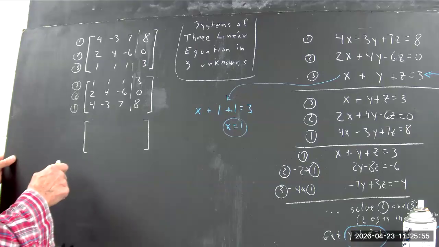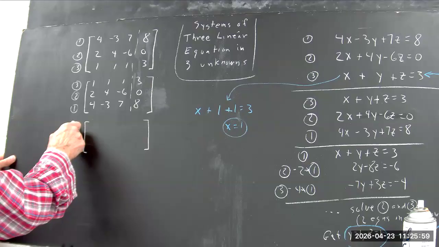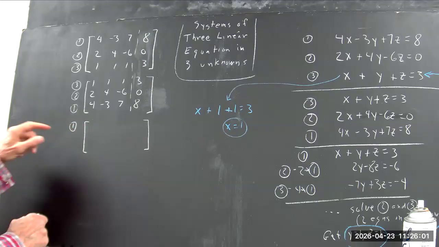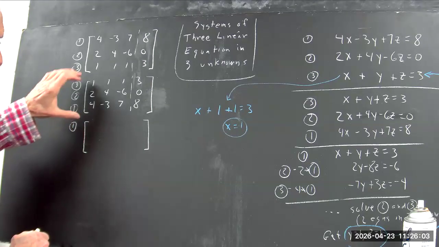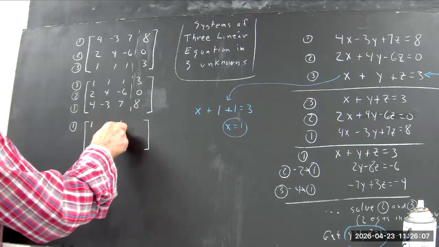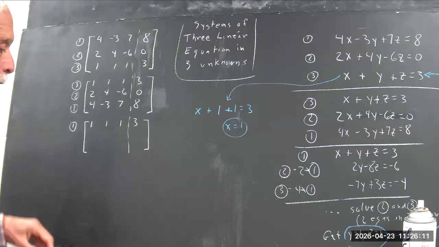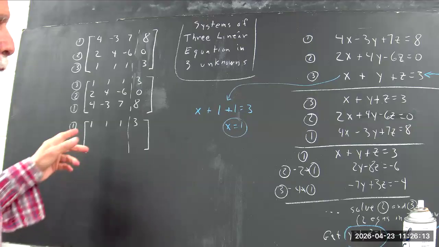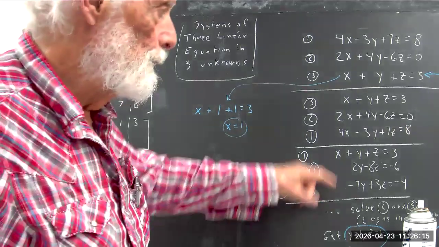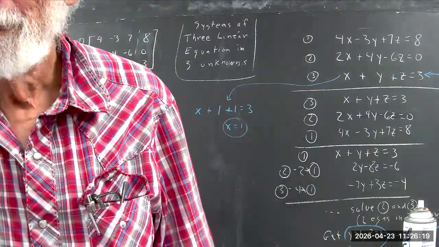We do our first row, in other words, row 1 from the previous matrix, stays the same because we've got a 1 right where we want it, in the upper left-hand corner. And why do we want a 1 there? For the same reason we want an x here. It makes it easy to eliminate the x's below it.